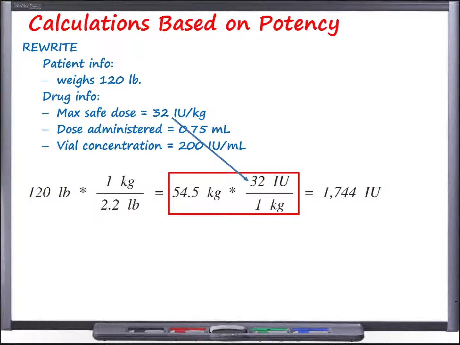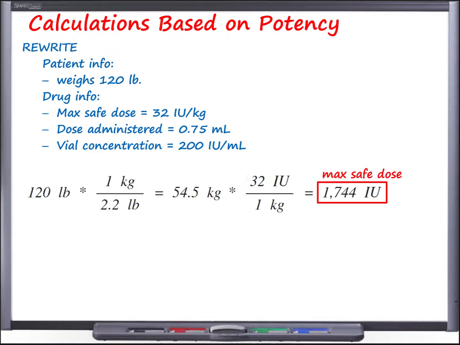Now, the next step is to figure out what would the maximum number of units be that would be safe for this patient. So we're going to take this patient's weight of 54.5 kilograms and multiply it by the safe dose that we know, which was 32 international units per kilogram. So if we multiply and kilograms cancel, we can see that the maximum safe dose for a patient who weighs 120 pounds would be 1,744 international units. Okay? That's not the answer, but now we know the maximum dose. We have to give our patient less than those units.